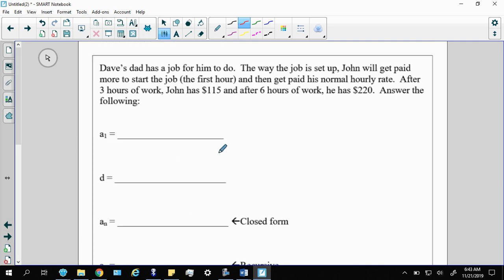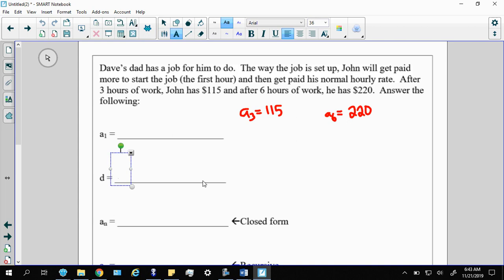Dave's dad has a job for him to do. The way the job is set up, John will get paid more to start the job. After 3 hours of work, A of 3 is equal to 115. A of 6 is equal to 220. Guys, we have done like 4 of these on this worksheet right now. Take the later term, subtract the earlier term, and then divide by 3 because there are 3 jumps. D is equal to 35.